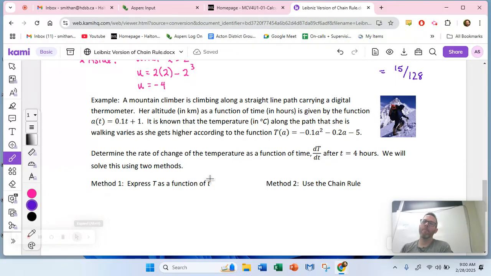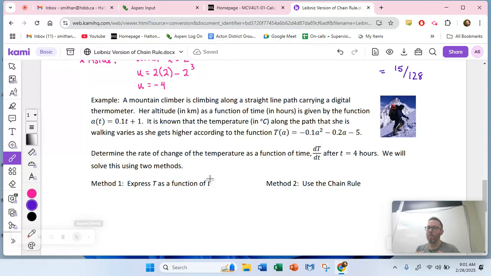So here we have a mountain climber just walking in a straight line, carrying a thermometer, climbing up a mountain. I think everybody at this age understands that as elevation increases, temperature decreases, right? Chemistry people might say that if the pressure changes, it could be different. But all things considered, the higher you get, the colder it gets. So temperature depends on altitude.